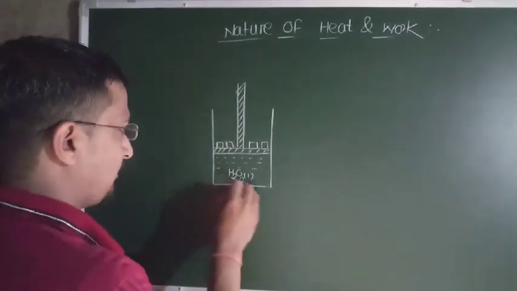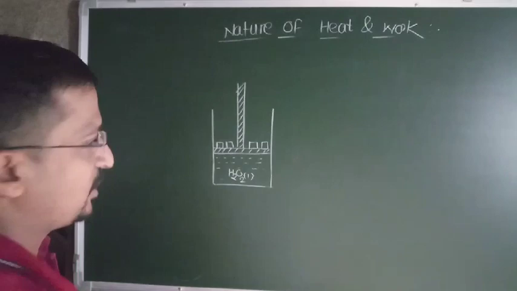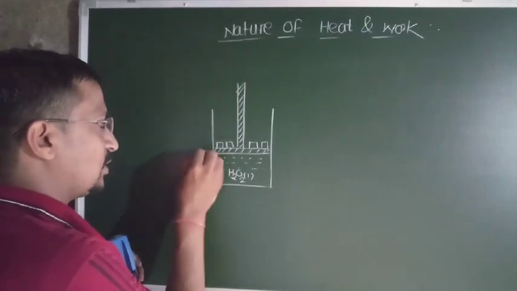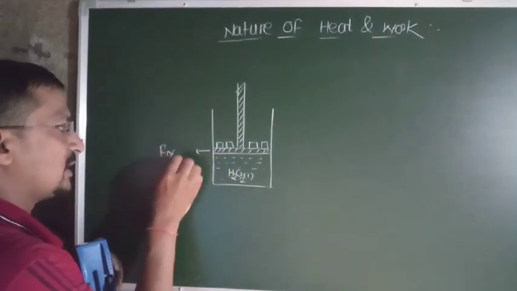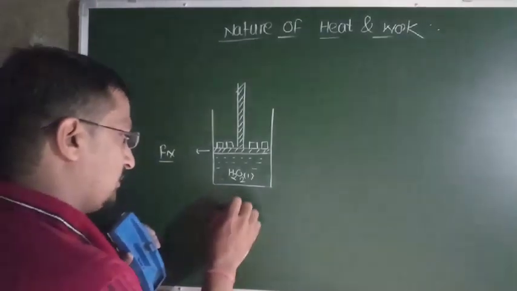Now what happens here? See, hydrogen peroxide. Here the position of the piston is fixed. The position of the piston is fixed in the initial state.